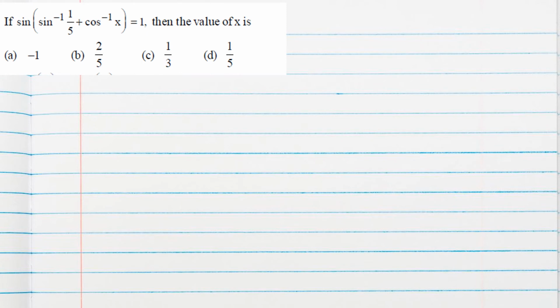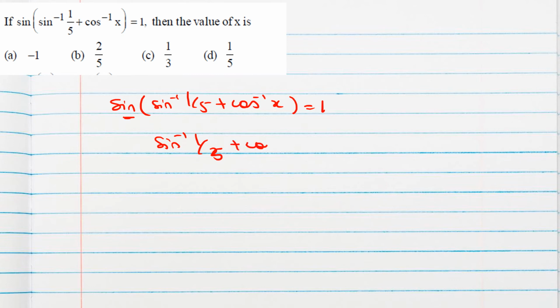Next question is sine inverse 1 by 5 plus cos inverse x equals to 1. So if we take this sine to the other side, we will get sine inverse 1. And we know sine pi by 2 is 1, isn't it? So this value sine inverse 1 will be pi by 2.